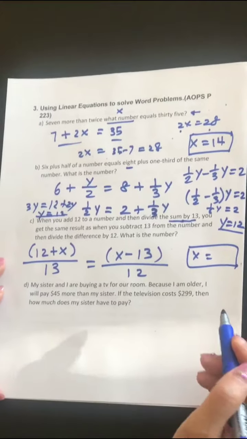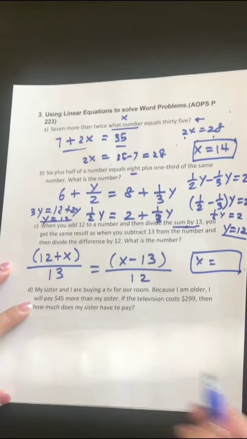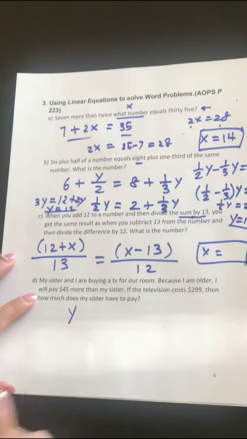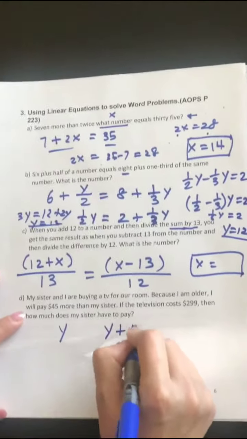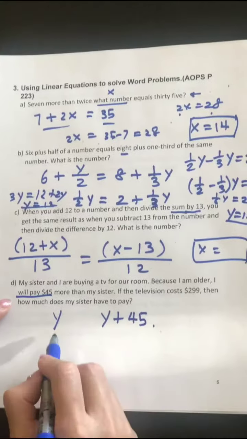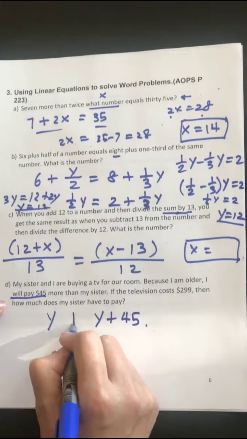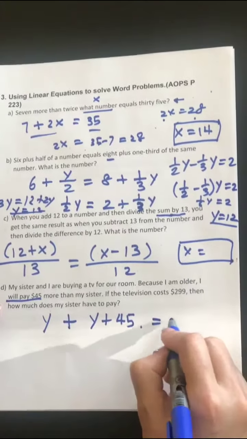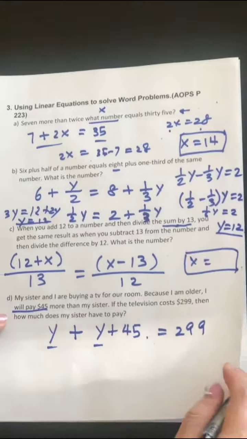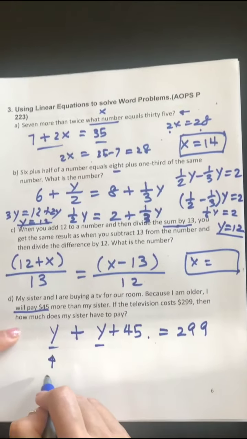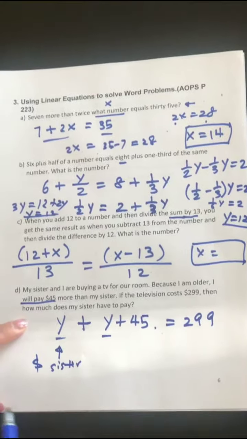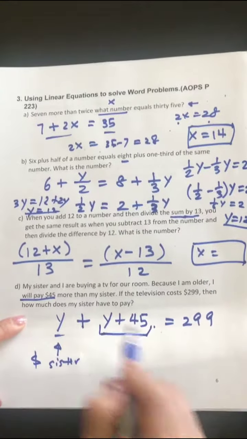Okay, say my sister pays an unknown variable y dollars for the TV. And I will have to pay y plus 45, right? Because I'm older, I pay $45 more. And the two of us combined will pay a total of $299. Now we can solve for y. y stands for how much money my sister has to pay. For myself, I'll have to pay 45 more.